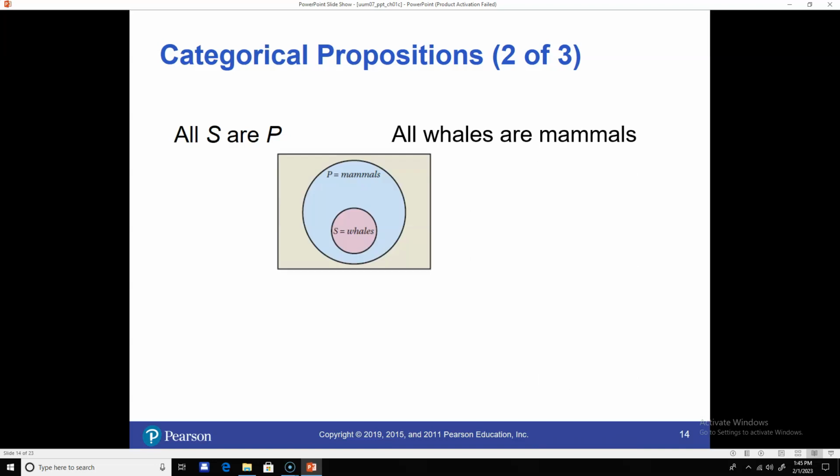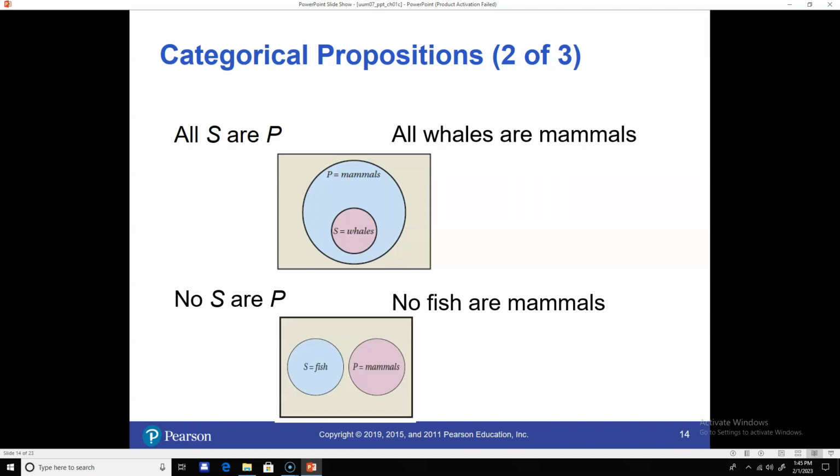And again, like we said, the subject set is contained in the predicate set. No S are P, what would that mean? That would mean no whales are mammals. No fish are mammals. Okay, so they changed the subject on us, but this is certainly true. And this example is represented by those two disjoint pictures. The fish bubble is completely separate from the mammal bubble.